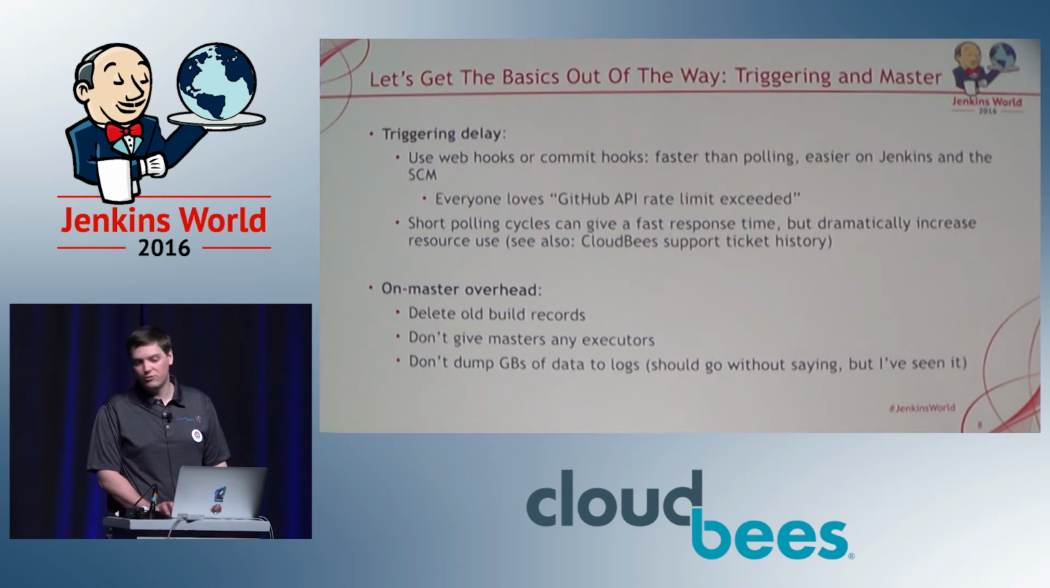So the better way to do triggering is to have your Jenkins host set up with a webhook. Every time you get a fresh commit in, Git repository or SCM of choice sends a notification to Jenkins to say, hey, we just got something new, let's build it. This also avoids things like the dreaded GitHub API rate limit exceeded message, which is everyone's friend right before a release. And this is why you want to have webhooks.